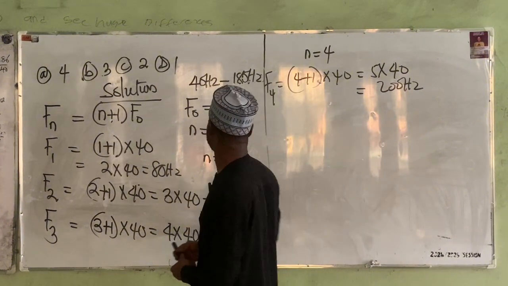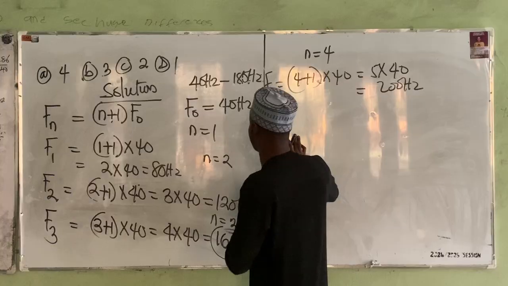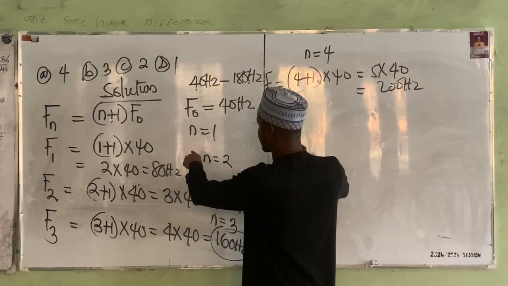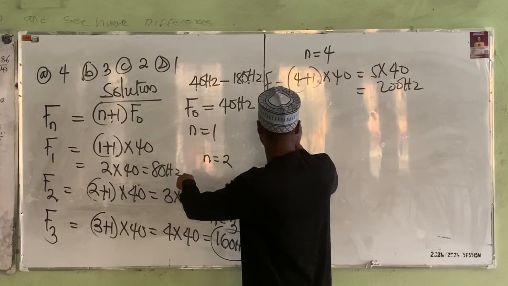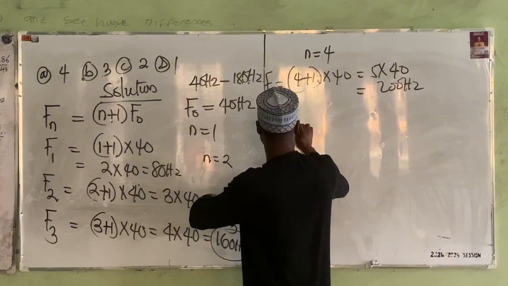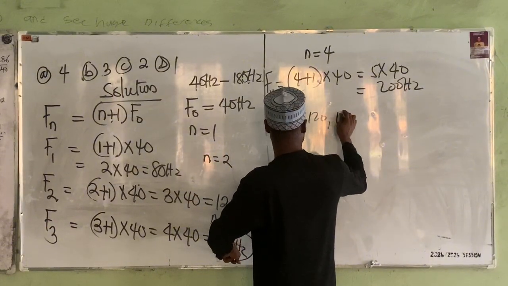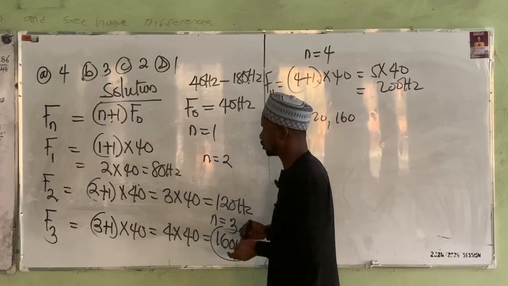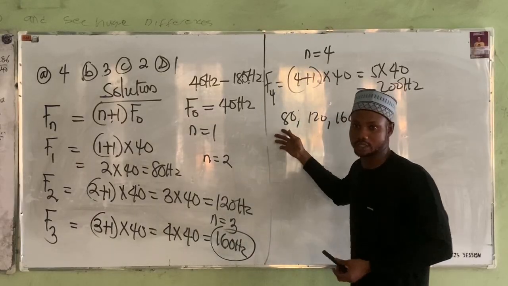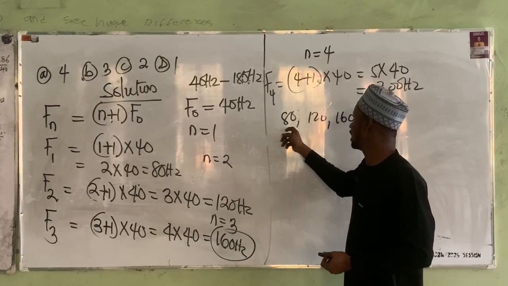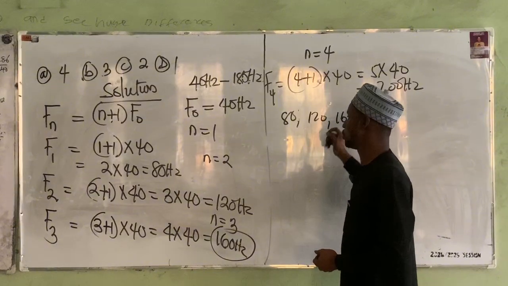Okay, now in case you're asked to list out the frequencies, what are the frequencies, please, class? The frequencies are 80, what again, please, class? 120, what again? 160. Please take note of this. Sometimes you'll be asked to list out the frequencies. So the frequencies are 80, 120, and 160.